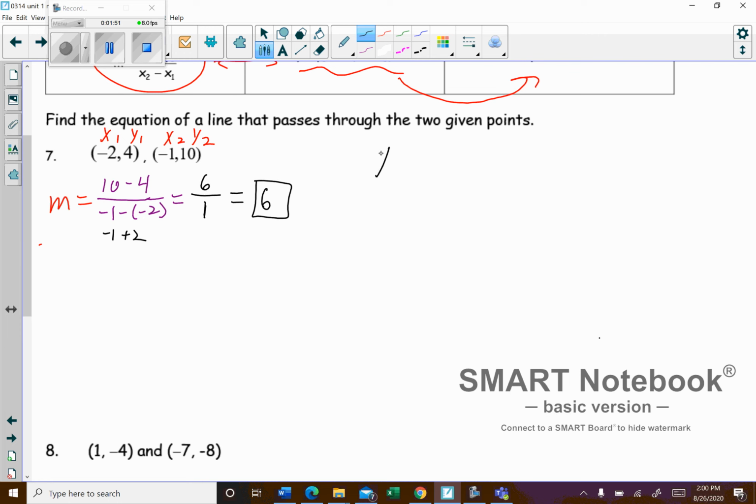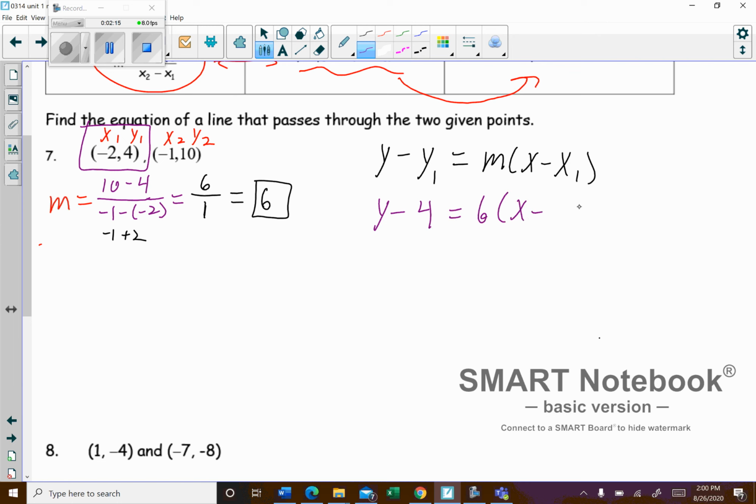Okay, next, our point slope formula. I'm going to go ahead and write that down. Now I have to pick either point. It really doesn't matter which one I pick. I typically try to pick the one with smaller numbers. It doesn't really matter. So I'm going to choose the first point right here. So let's see, we're going to have y minus 4 equals 6 times x minus a negative 2.